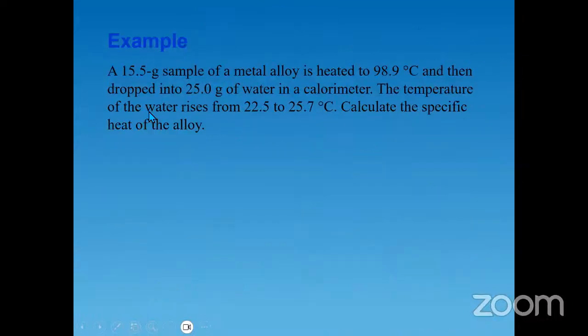Moving along. Now, here's an interesting example. It says here that you start off with a 15.5 gram sample of a metal alloy, which has already been heated to 98.9 degrees Celsius.